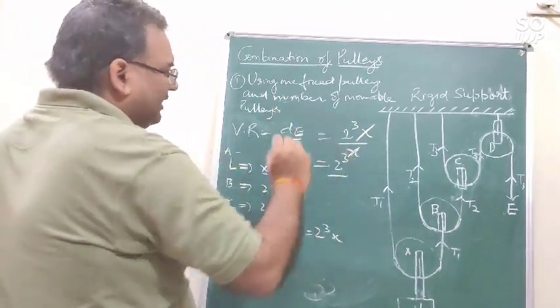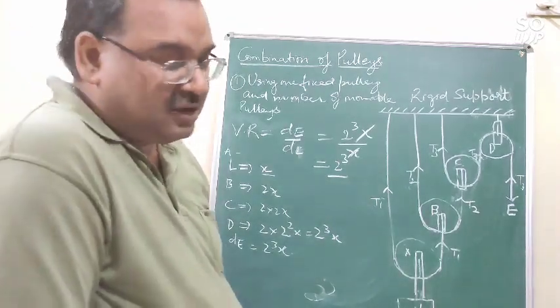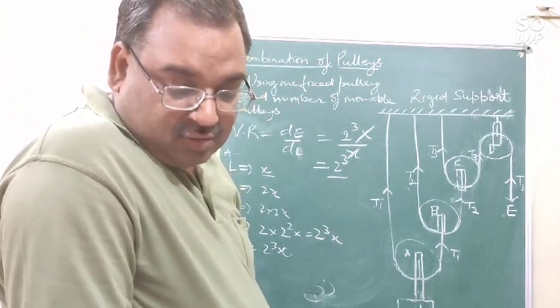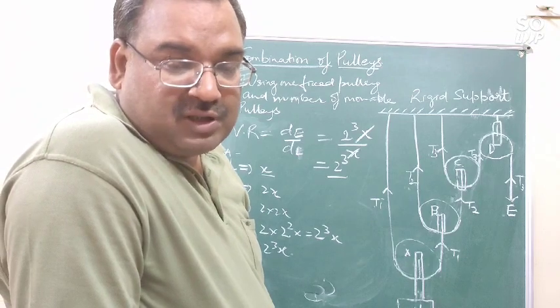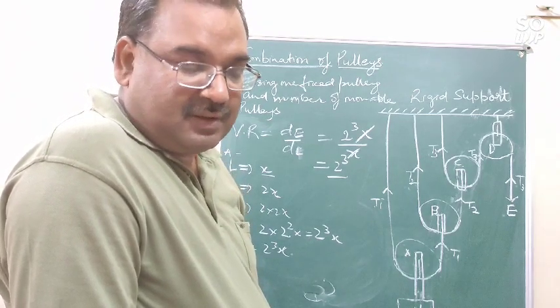Now again here, mechanical advantage and velocity ratio for the ideal condition are the same, that is equal to 2 raised to power 3. That is equal to the number of movable pulleys that we are using in this combination.